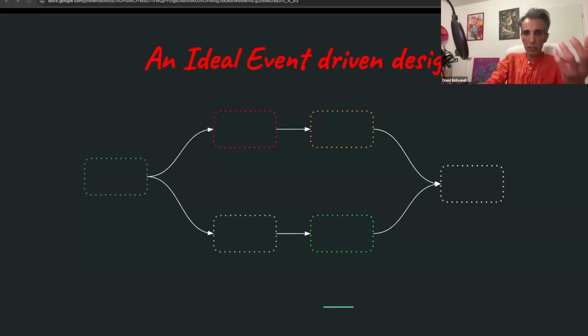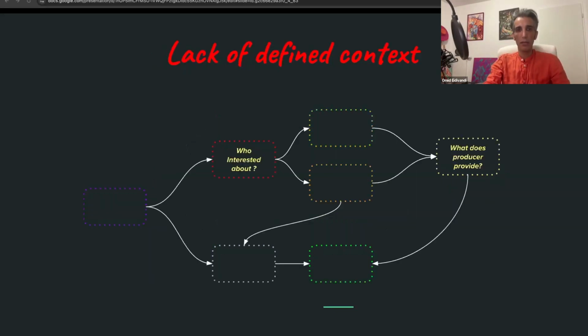An ideal event-driven design is something like this. Everything is going well, the lines and boxes are well aligned, and on paper it's so pretty, so nice. But actually, when new requirements arrive, we add lines, we add boxes, and sometimes we are at risk of introducing circular dependencies.